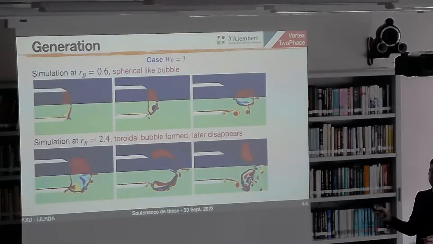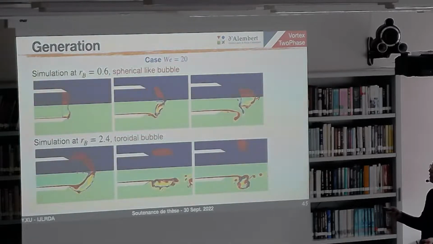For the simulation with Weber number equal to 3, we can find for the first case with small RB equal to 0.6, we just obtain a spherical-like bubble. If we increase the bubble size to 2.4, we can see initially a toroidal-shaped bubble is formed, but it is rapidly dragged back to the center due to the surface tension. We see in this case, the surface tension is much stronger than the inertial. If we increase the Weber number to 20, we can find for the case with small bubble volume a similar dynamics, but for RB equal to 2.4, we successfully obtain a toroidal bubble. We see in this case, the surface tension is almost the same order as the inertial.